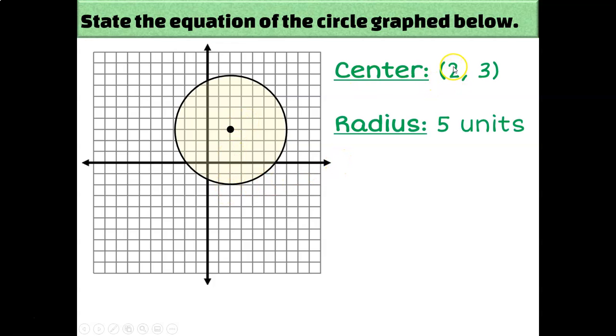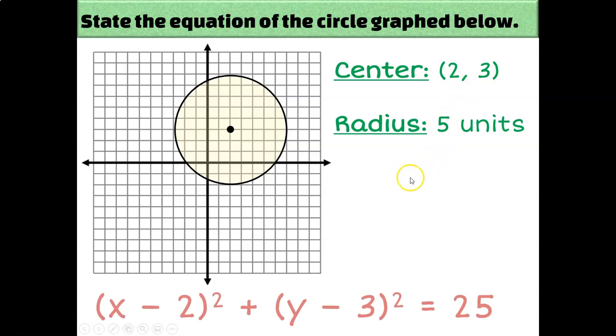So our center is the point (h, k), and our radius is r. So in our equation of (x minus h) squared plus (y minus k) squared equals r squared, we'll just put in each of these three numbers and get this as our answer. So I have (x minus 2) squared plus (y minus 3) squared equals r squared. And you'll notice I went ahead and simplified 5 squared to be 25.